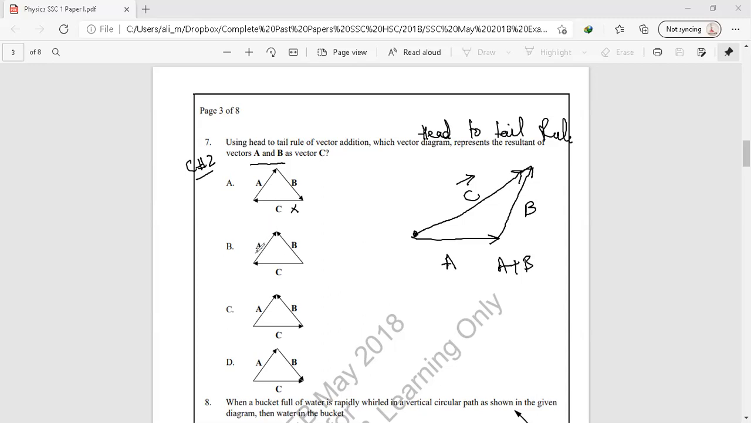सो ऑप्शन बी में अगर हम देखें ए और बी दोनों के हेड मीट करें, जबकि ए और बी के हेड मीट नहीं करने चाहिए, ए का हेड और बी की टेल मीट करनी चाहिए. Similarly, this option is incorrect and this option is also incorrect. So the correct representation of this addition of A and B represented by the resultant vector C. So the correct option we have is option D.